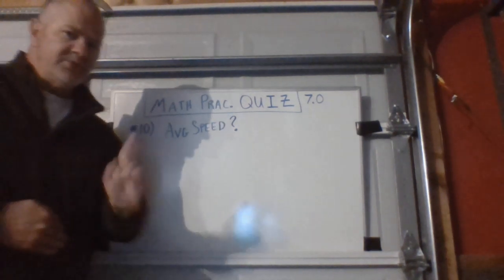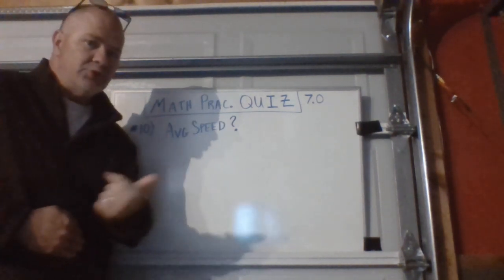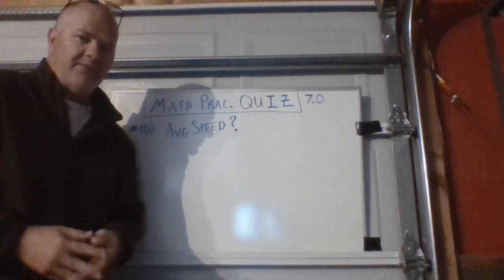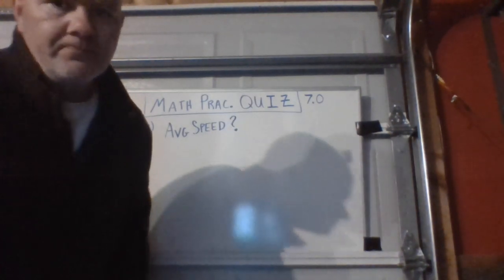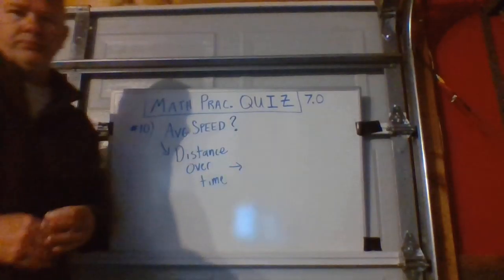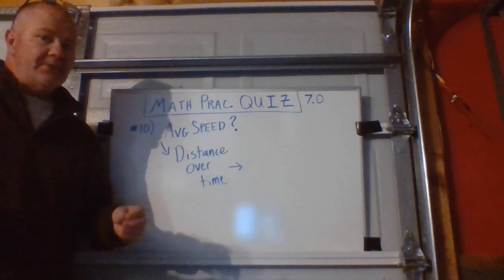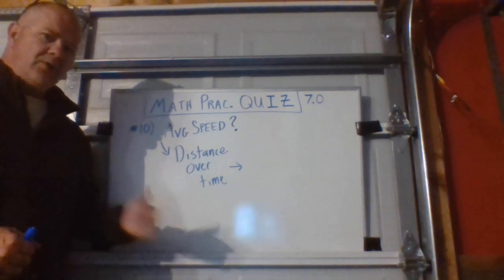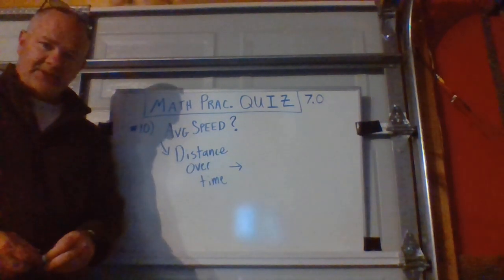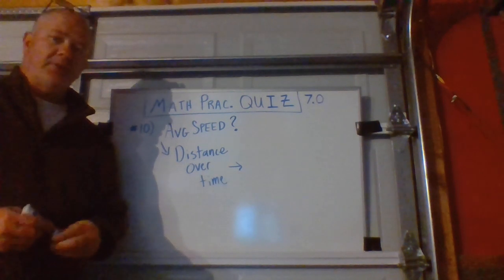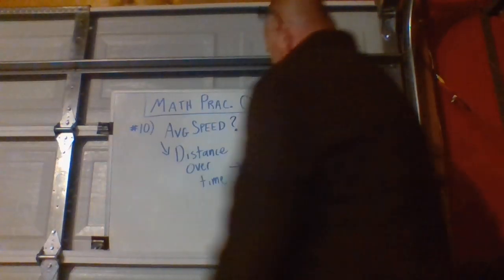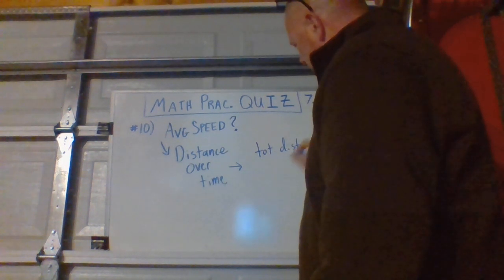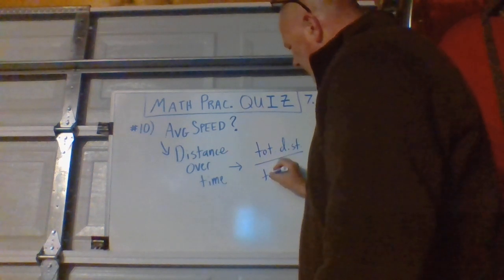So again, speed, we're comparing distance to time. How much distance did we cover in a certain time frame? Those are the two key components. So as we just mentioned, speed or average speed is distance over time, or more specifically, total distance divided by the total amount of time. So total distance, and I'm going to abbreviate here, over the total time.